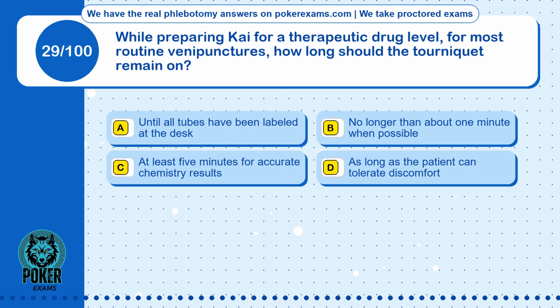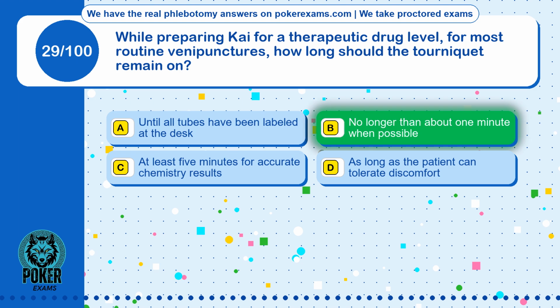Question 29. While preparing Chi for a therapeutic drug level, for most routine venipunctures, how long should the tourniquet remain on? Option A: until all tubes have been labeled at the desk. Option B: no longer than about 1 minute when possible. Option C: at least 5 minutes for accurate chemistry results. Option D: as long as the patient can tolerate discomfort.